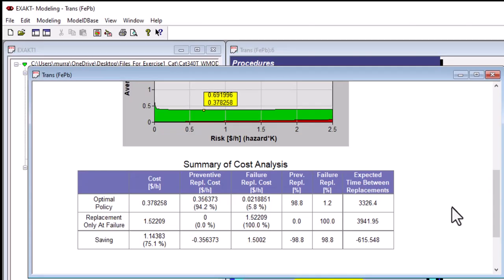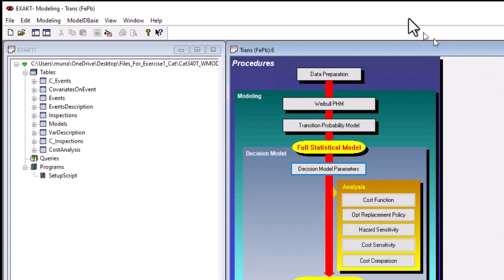We can look at the report to understand the optimization. It tells us that the optimal policy will reduce long-term costs by 75%. It's time to export the model to the real world where we put it to work.